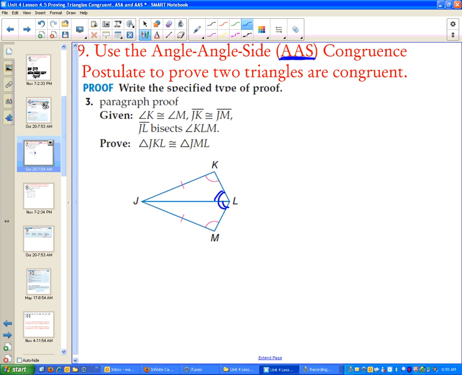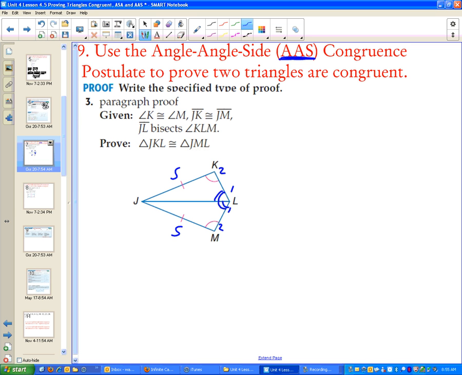So once we put that in our proof, then we do have angle, angle, side all set up, don't we? There's your first angle, there's your second angle, there's your side, there's your first angle, there's your second angle, there's your side. So angle, angle, side. Does the plan make sense to you? Let's see if we can write it in then.